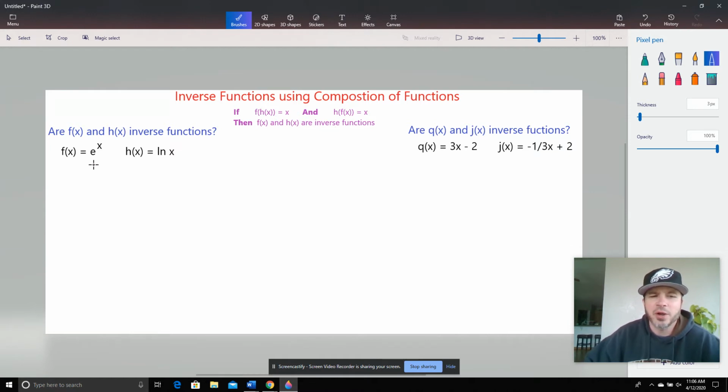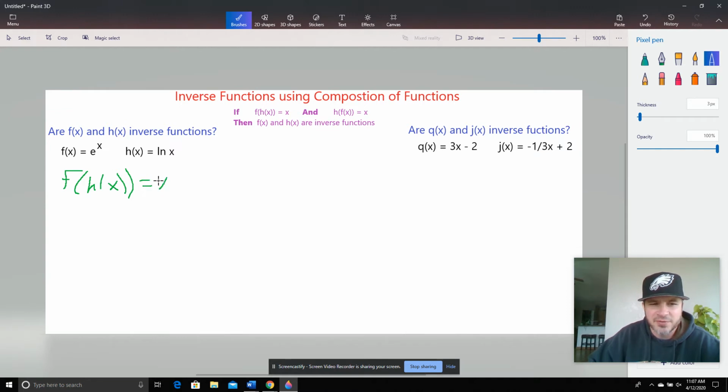So here's one that we already know to be true. This is our natural exponential and natural log. We already know these are inverses because I've told you that. But let's do the game. Let's take f, and we're going to put h in there. And then what we're seeing is if this will equal x. That's what we want to see.